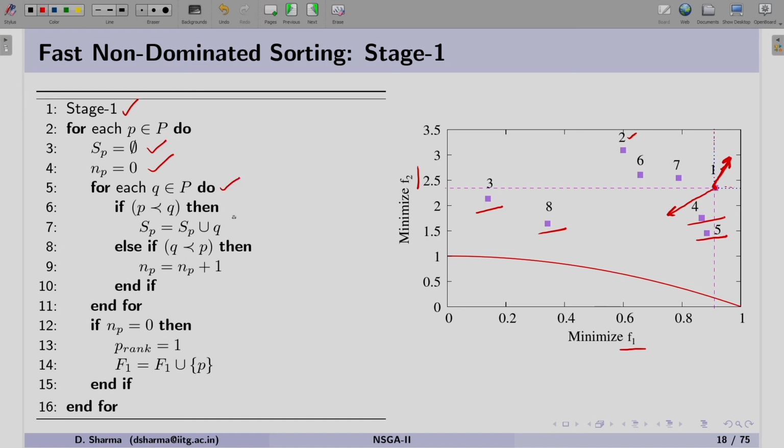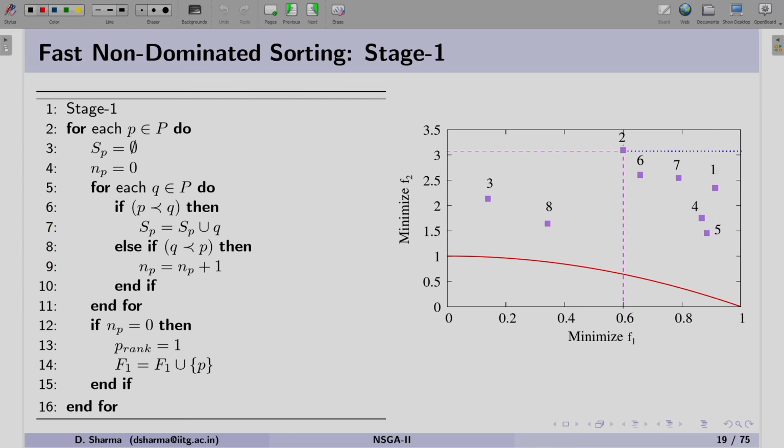Now 1 will be compared with the rest of the members. In this case, S1 is an empty set because there is no solution lying in the first quadrant with respect to solution 1. However, if we look at the third quadrant, there are 4 solutions, 3, 8, 4 and 5, and therefore N1 is 4. So we are calculating step number 7 and 9 here.